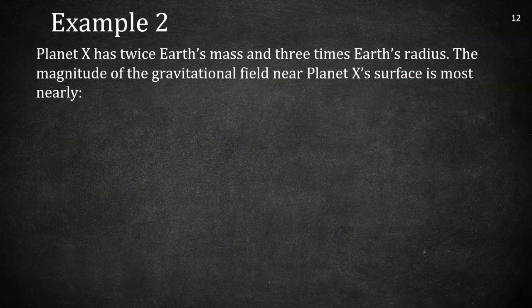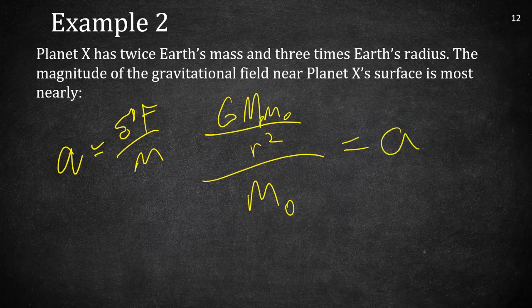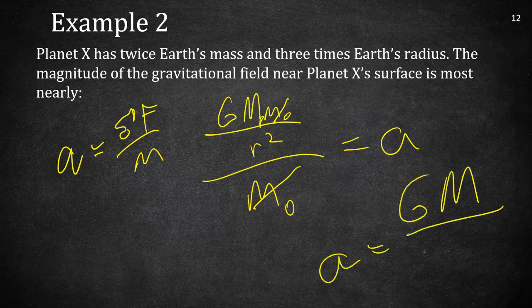Example, planet X has twice Earth's mass and 3 times Earth's radius. The magnitude of the gravitational field near the surface is mostly what? Okay, so our gravitational field, well, let's just think about acceleration. Acceleration is our net force divided by mass. If the only force acting is our gravitational force, G times mass of the object and mass of the planet divided by r squared over mass of the object that's moving equals acceleration. Mass of the object cancels, and what we're left over with is G times mass of the planet divided by r squared. This gives us our gravitational field. This is the gravitational field equation.